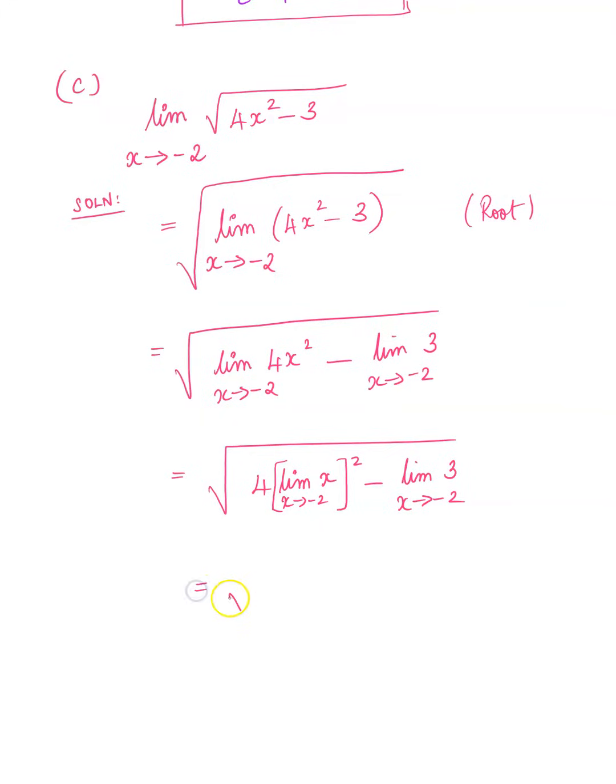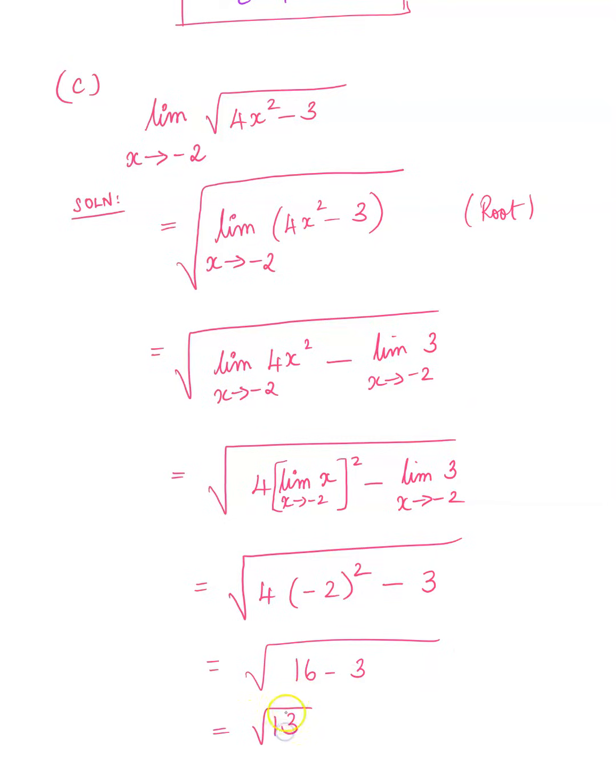And now we are able to. Now we don't have a c value. We now have a specific number, -2. So in the place of x, I plug in -2 and I will square it. Minus 3 because there's no x to replace. Alright, so that's going to be 4 times (-2) the whole squared, which is 4. 4 times 4 is 16. 16 minus 3 equals the square root of 13. And that would be the answer.